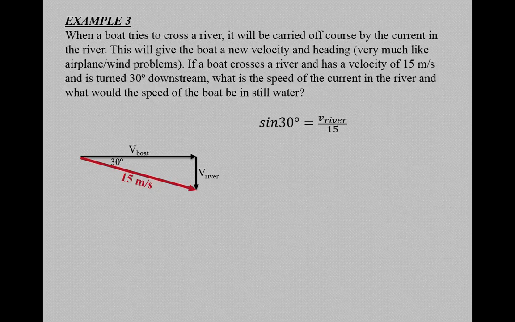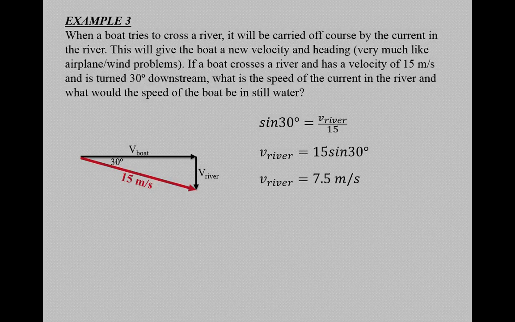So starting with sine, the sine of that 30-degree angle will be the opposite side over the hypotenuse, or the velocity of the river over 15. Solving for v river, you get v river equals 15 sine 30, which is 7.5. So the velocity of the current in the river is 7.5 meters per second.